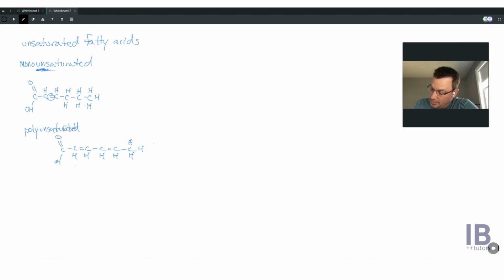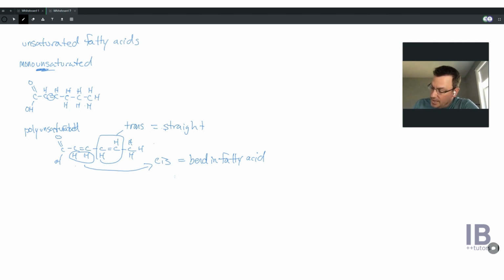Now, having the two hydrogens on one side, that is the cis isomer. If you have a hydrogen on one side and a hydrogen on the other, like this, that's the trans isomer. And that's the cis. So the cis equals bend in the fatty acid. And trans, I'll show you in a second, trans equals straight.